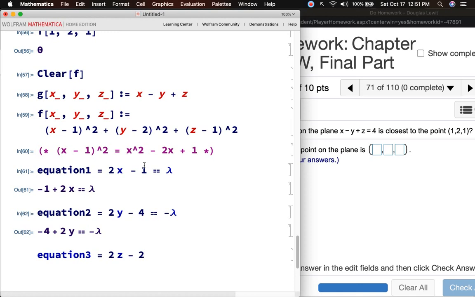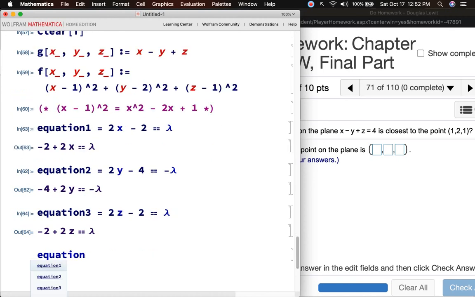Oh, you know what? Hold on one second. I'm looking at equation 1. This should be 2. Yeah, sorry about that. The derivative of x squared minus 2x is 2x minus 2. Okay, my mistake. Equation 3, 2z minus 2 is equal to the derivative with respect to z of x minus y plus z, which is 1, and then times lambda.